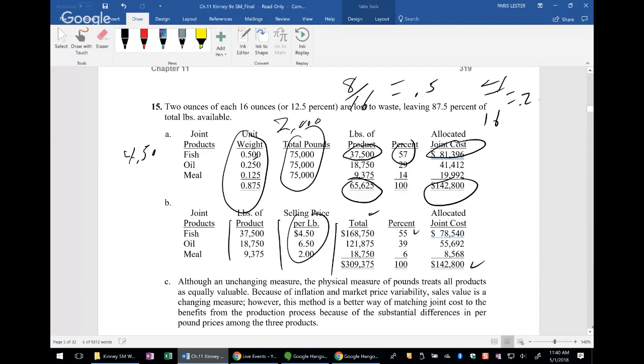55% of this total cost, like we had up here, 55% is 78,540 instead of 81. So one method gave us 81,396 cost. The other method gave us 78,540 cost. Now this one I guess was according to weight, and this one was according to sales. So all of these problems are going to be about the same. It's just a wording. All right, take a minute and look at number 16 and try to do a part.